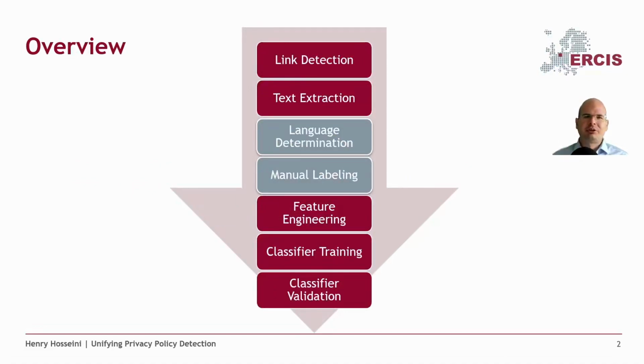So, in order to build such a toolchain, which naturally consists of several modules, several steps are necessary. We would have a link detection module, which scrapes potential privacy policies from websites, a text extraction module, which extracts the texts of the privacy policies as completely as possible without any boilerplate.